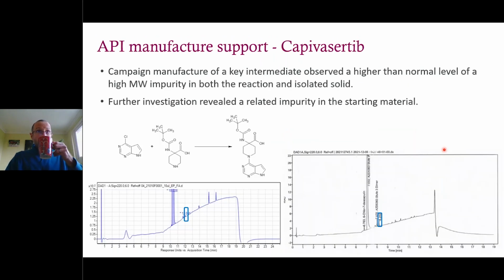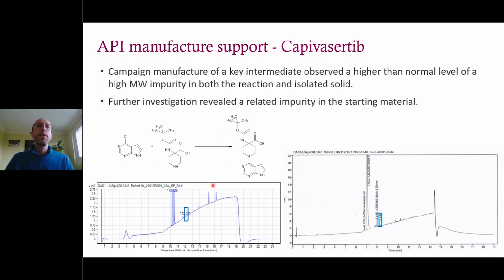Moving on to my second example. This is probably something that people are a little bit more familiar with when it comes to purity contaminant investigations. And this is the synthetic step of a drug compound intermediate that's carried out as a CRO for us.